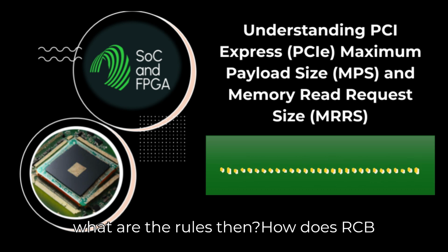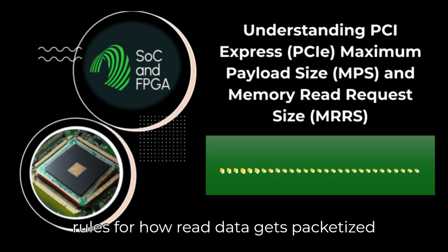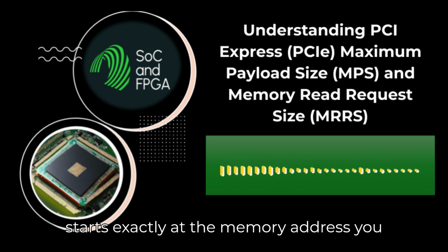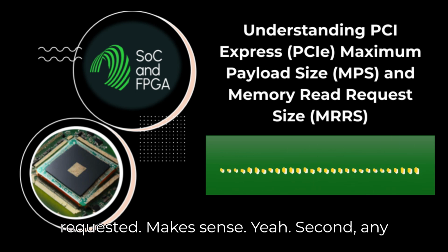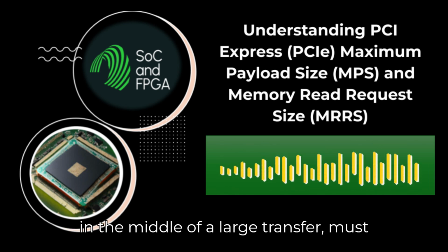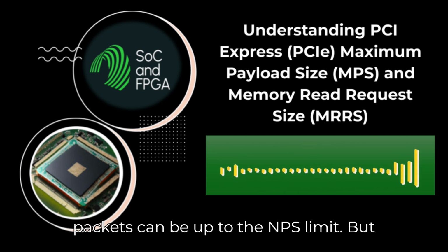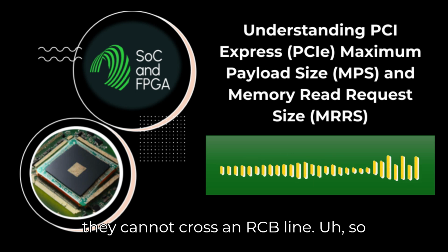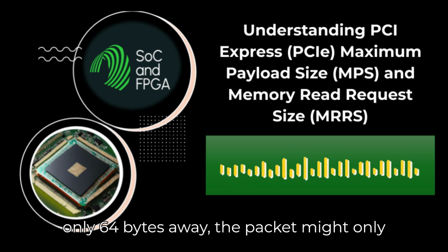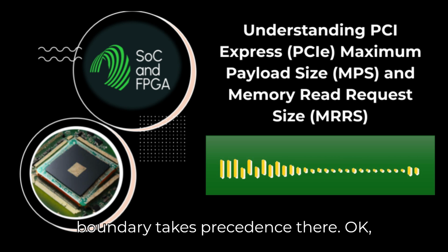Okay, so what are the rules then? How does RCB interact with MPS? Okay, here are the main rules for how read data gets packetized using MRRS, MPS, and RCB. First, the very first completion packet starts exactly at the memory address you requested. Makes sense. Second, any intermediate completion packets, the ones in the middle of a large transfer, must start and end neatly on those RCB boundaries. The payload size of these packets can be up to the MPS limit, but they cannot cross an RCB line. Ah, so even if MPS is 128, if the next RCB is only 64 bytes away, the packet might only contain 64 bytes. Precisely. The RCB boundary takes precedence there.